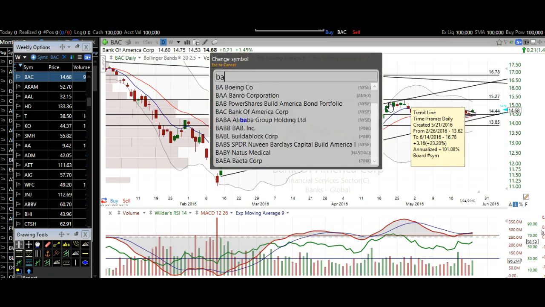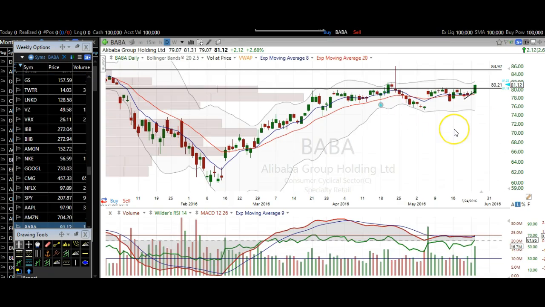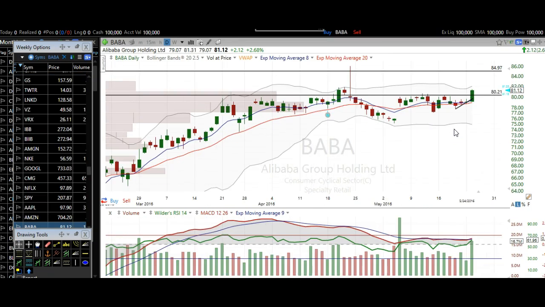Next, I want to cover BABA. So BABA, big bullish break here on BABA. We broke over this big key resistance right here. It's been resistance for not only these 7 or 8 candles right here, but over these candles over here. Okay, and we did so on heavy volume. See that heavy volume? It's probably about 30-40% more than the average volume right there.